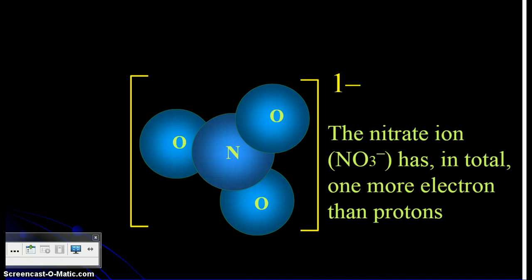This one's called the nitrate ion, and it has more electrons than it does protons. So if you added up all the protons in the N and the 3 O's, you would have fewer protons than all of the electrons that the N and the 3 O's carry.